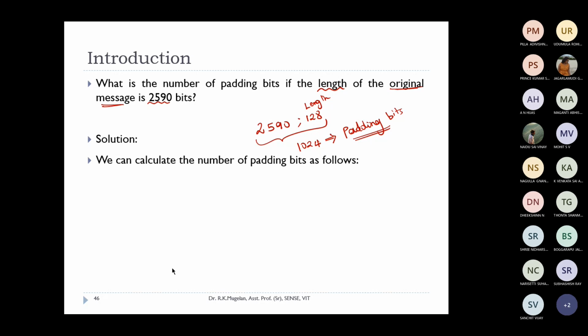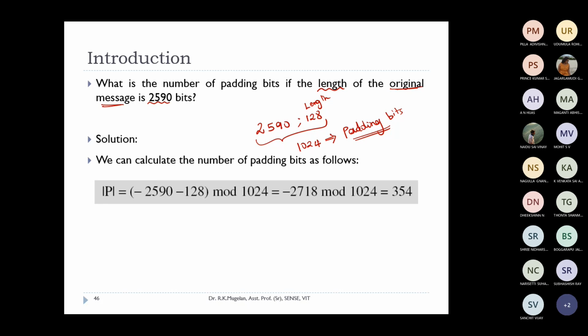354, yes, perfect, Kashish. So you'll be getting 354 bits, out of which the first bit will be 1, and the rest of the bits will be 353 zeros. Right.